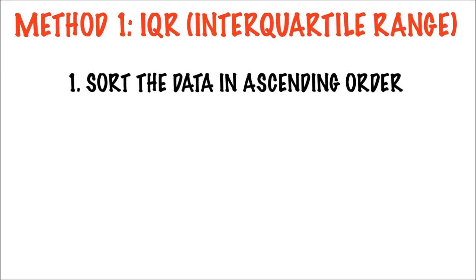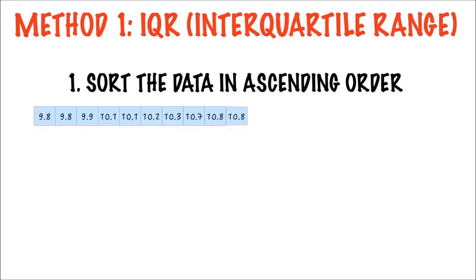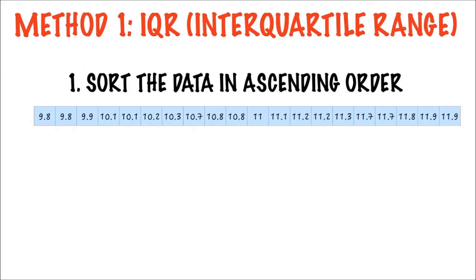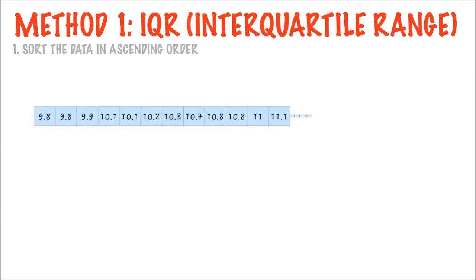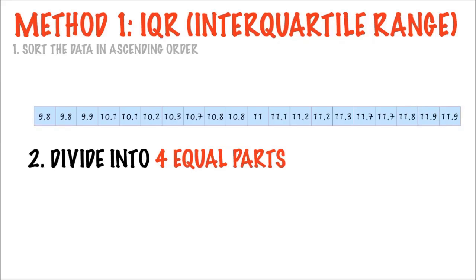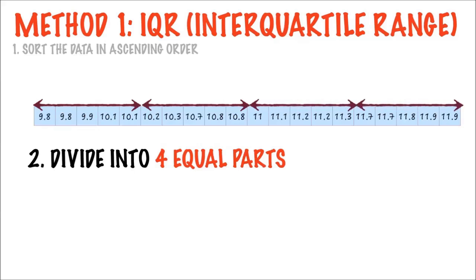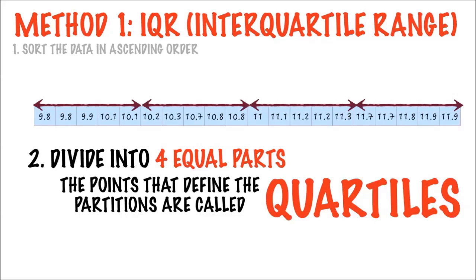Let's first talk about how the interquartile range is captured. To measure the interquartile range, sort your data in ascending order. Next, divide your sorted data into 4 groups of equal size. Again, sort your data and then divide the sorted data into 4 equal parts. Let's call these Q1, Q2, Q3, and Q4. Now the points in your data which mark the partitions of these 4 equal parts are called the quartiles.